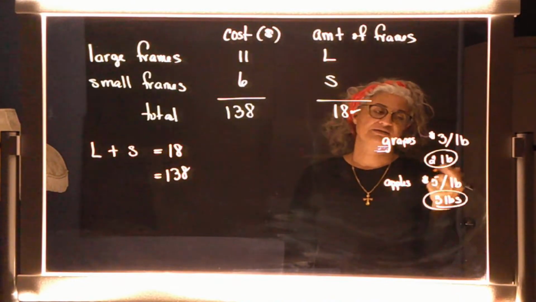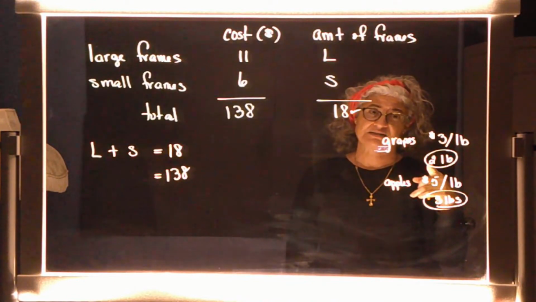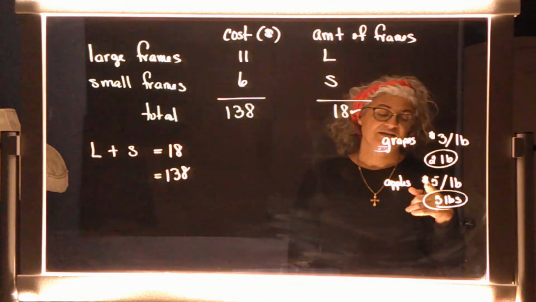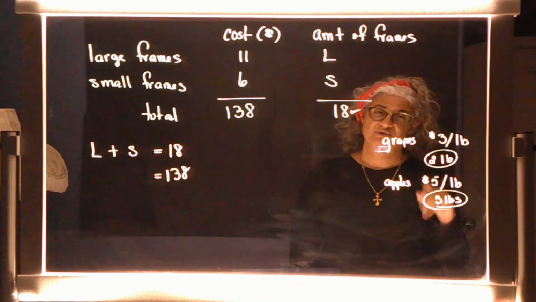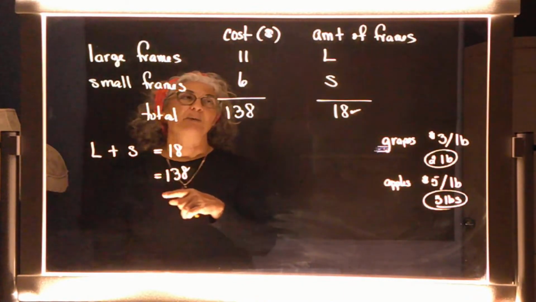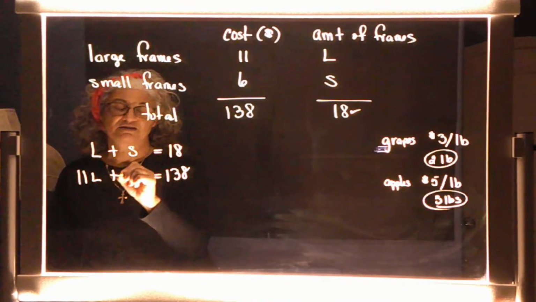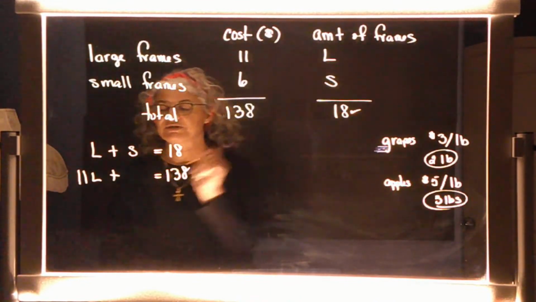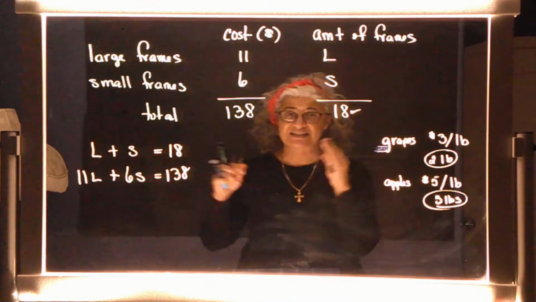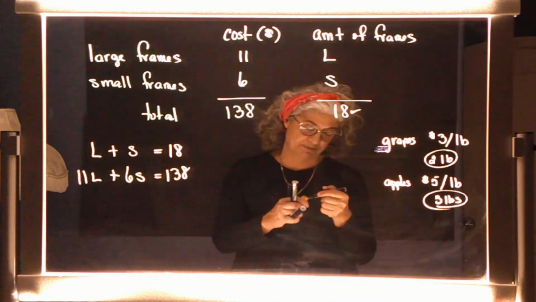Yeah, for the grapes, you're like, well, that's $6. How'd you get it? The cost times the amount, right? That's 6. And for the apples, that's 15. The cost times the amount. And then you would add the 2 together, the 15 and the 6, right? Well, that's the same over here with the frames. I'm going to take the cost and multiply by the amount. So 11L plus the cost times the amount, 6S. How I figure this out with frames is exactly how I would figure this out with going to buy fruit at a store. Cool? Okay, loving it.